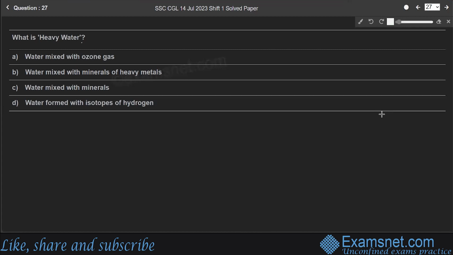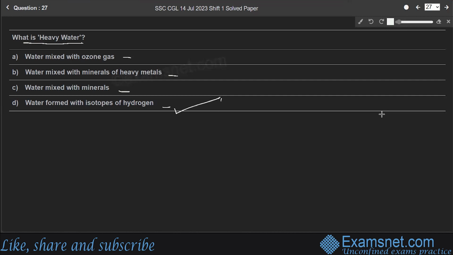Question 27. What is heavy water? Water mixed with ozone gas, water mixed with minerals of heavy metals, water mixed with minerals, water formed with isotopes of hydrogen. Here option D is the answer. So water formed with isotopes of hydrogen is called heavy water. Right? So the water that contains a heavy form of hydrogen, which is known as deuterium, is called heavy water.